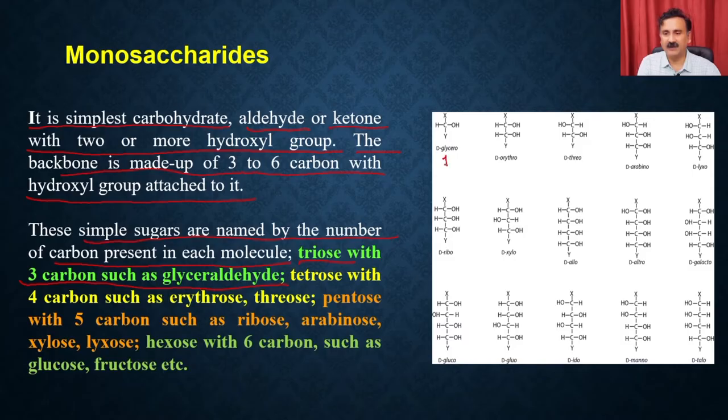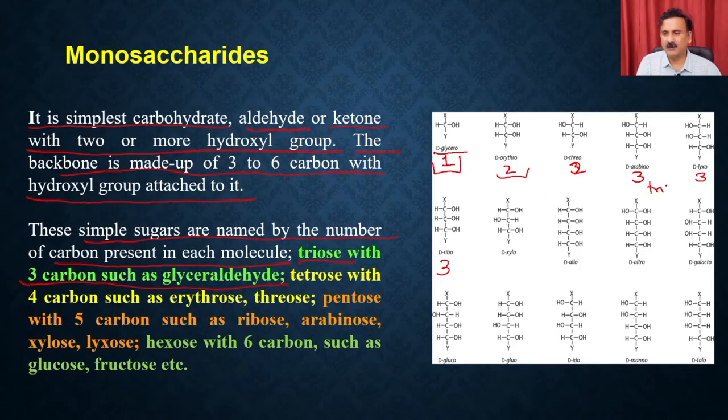So here you have the 1 carbon, here you have the 2 carbon, here you have the 3 carbon. With 1 carbon, it is called D-glycero. Then if it is a 2 carbon, it is called erythro, and if it is 3 carbon, there are many examples like arabino, lyxo and all that. So mostly it is called the triose.